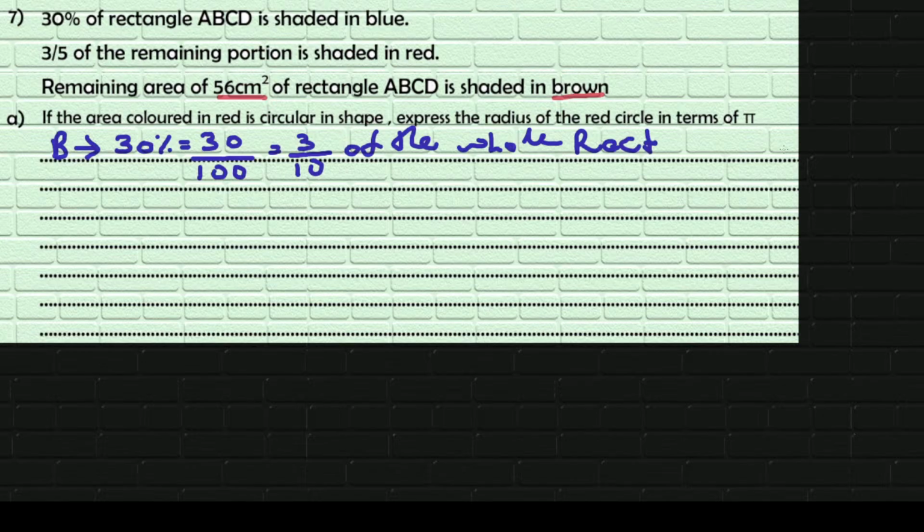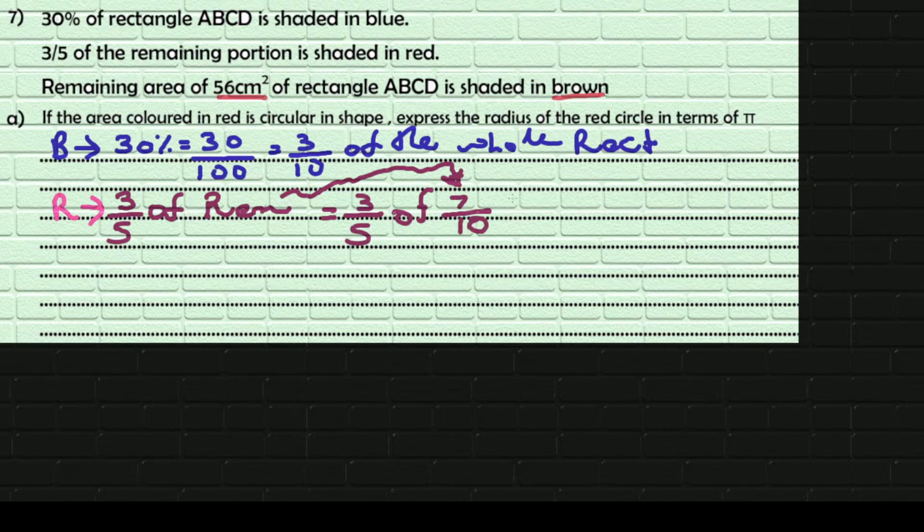Then what is red? What have they said? 3/5 of the remaining portion. Right. So 3/5 of the remainder. That's 3/5 of, what's the remainder? If 3/10 is colored in blue initially, what's remaining for other colors? That is 7 out of 10, 7/10.